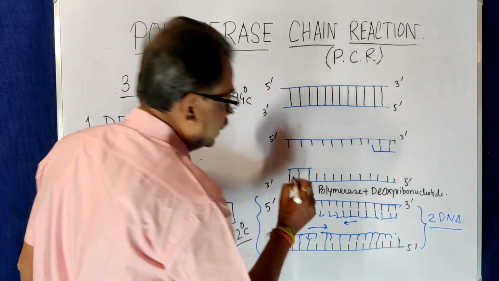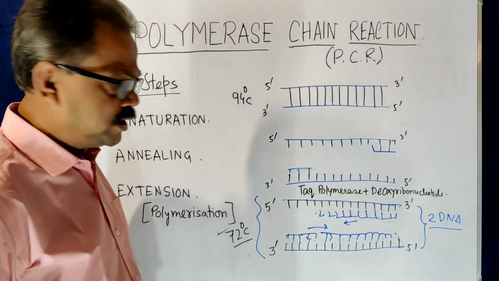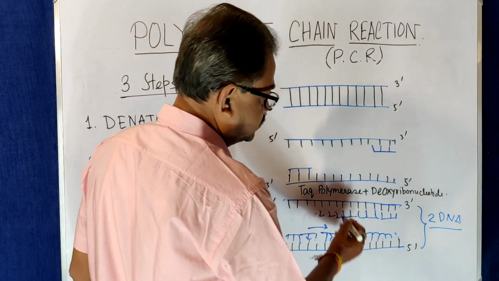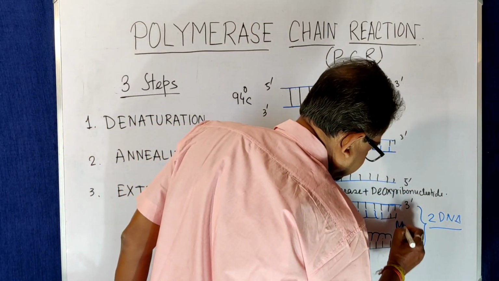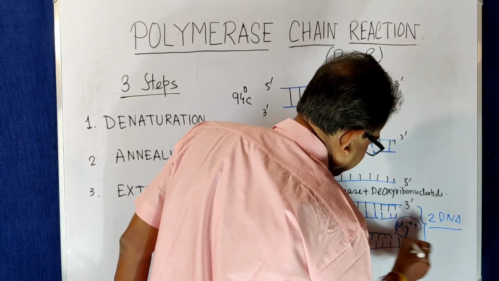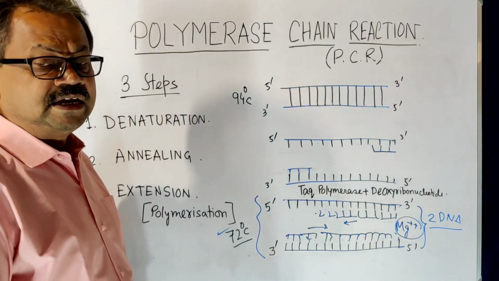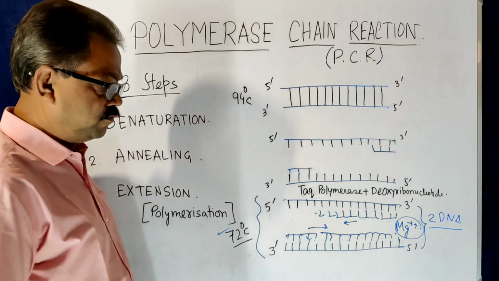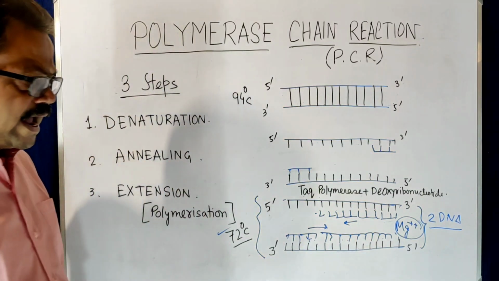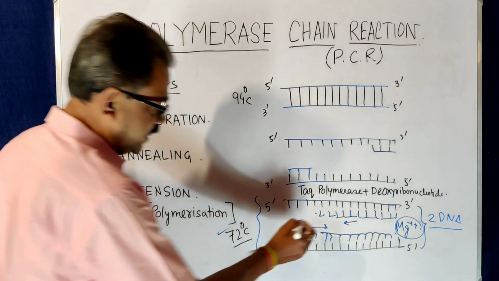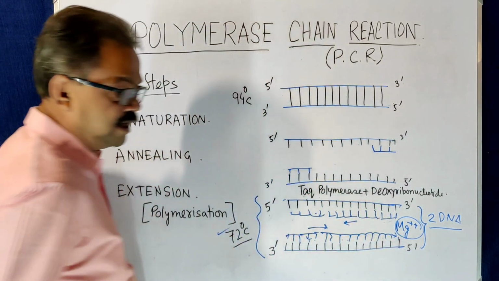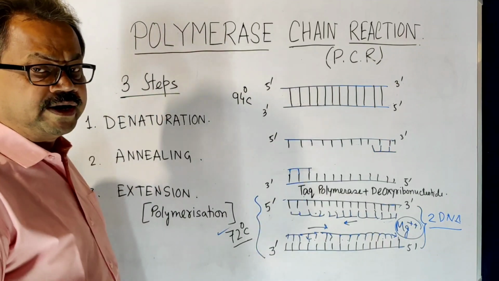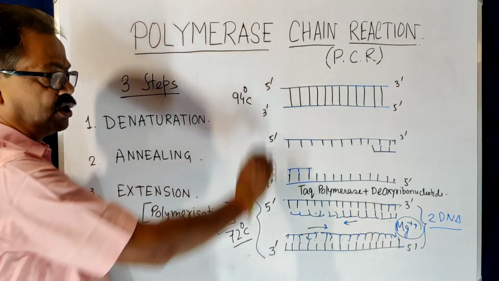But we have to remember, here Taq polymerase plays an important role, and deoxyribonucleotides are being added in the presence of magnesium ions. This magnesium ion also plays a very important role in the process of extension. And in this way, we are getting 2 different DNA fragments from a single one.